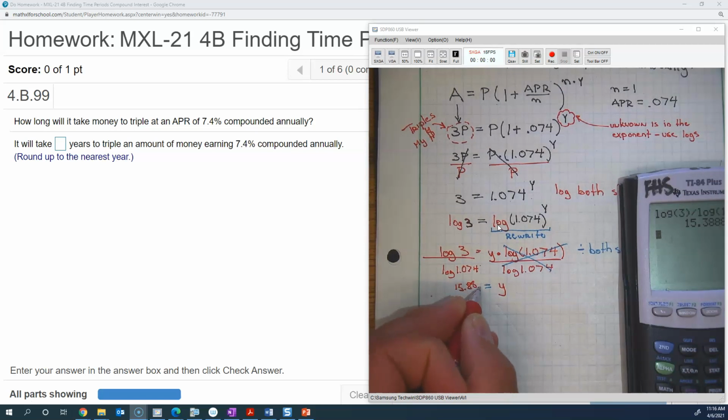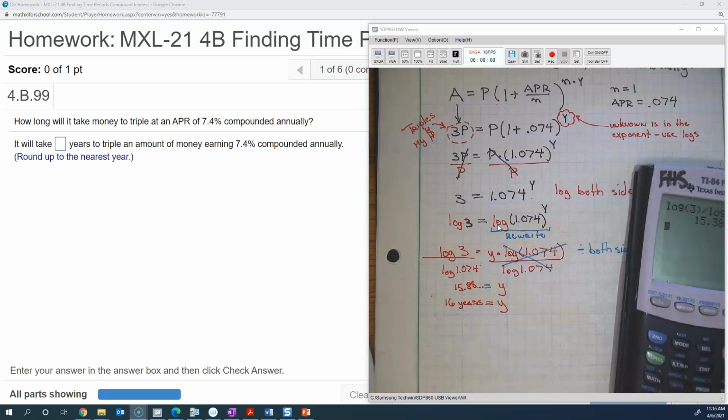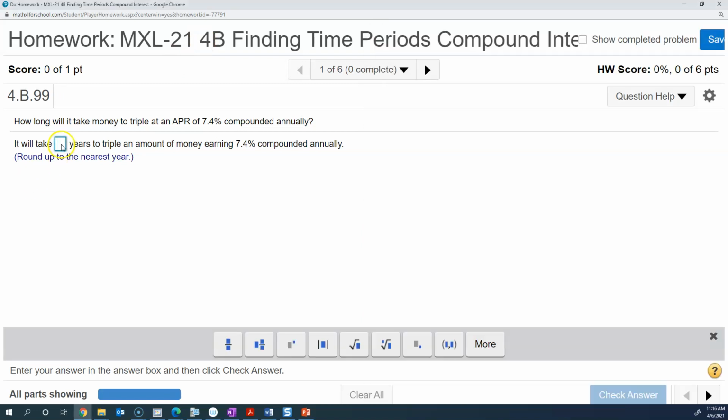So this is 15.88 dot dot dot. And what we did on Math Excel, we always got to round this up. Okay, so this is going to become 16 years. Okay, so that's 16 years for my money to triple.